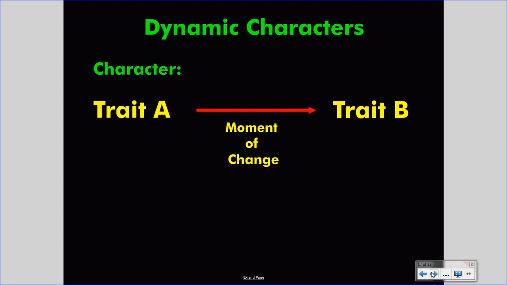The framework for a dynamic character looks something like this. We would consider a character and look at evidence from the beginning of the story and evidence from the end, and we would find trait A and trait B and consider what the moment of change is. Let's use an example from The Monkey's Paw. We can discuss Mr. White.